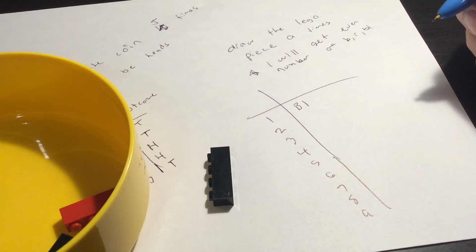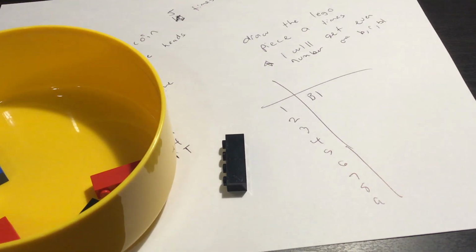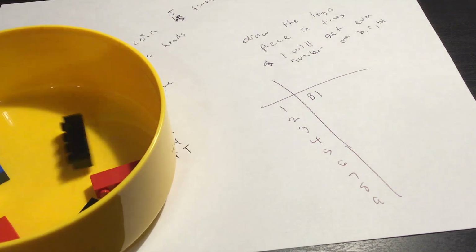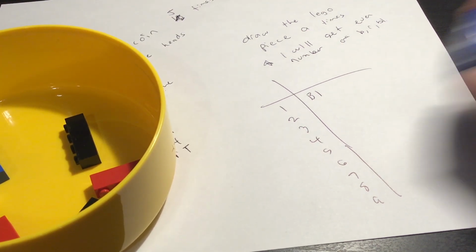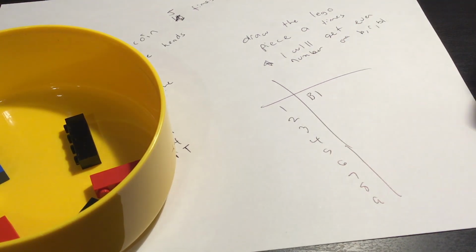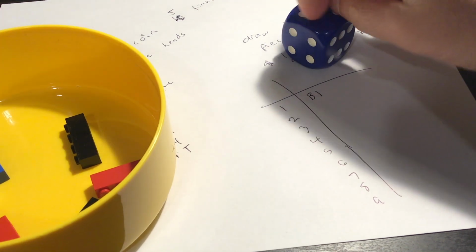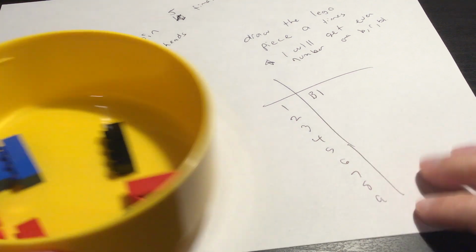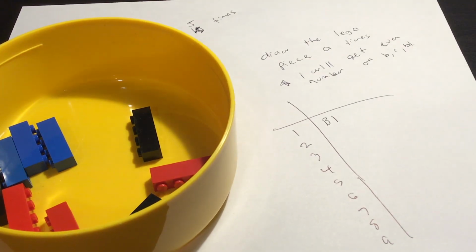Now, you kind of have to decide what you're going to do. Are you going to replace the piece each time, or are you going to not replace? I'm going to replace, and I'll tell you why. I'm replacing because I feel like it's like rolling the dice. When I roll a 2, I don't then take off the 2 and it's no longer an option, okay? But you need to kind of think about that before you do the experiment, before you do your prediction.